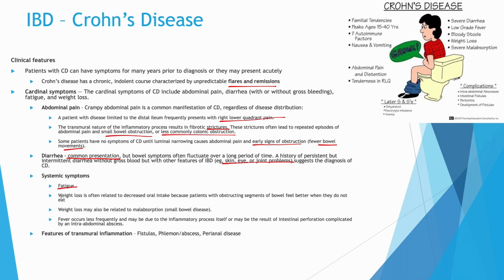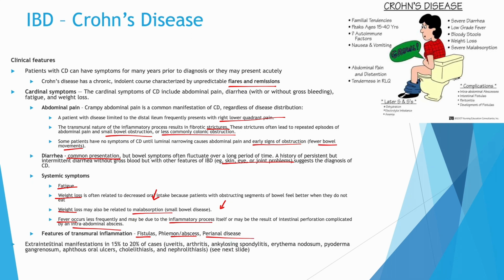Like we said, fatigue is common. Weight loss is common because patients usually have a decreased oral intake because they feel better when they don't eat. They can also have malabsorption, which can cause weight loss and a decrease in vitamins and nutrients. Fever is less common. Maybe in the acute inflammatory process, you can have a little bit of fever, or if the patient has developed an intra-abdominal abscess. Because it's transmural, going through all those layers, these patients can get fistulas, abscesses and phlegmons, and they can get perianal disease, which is in contrast to ulcerative colitis.